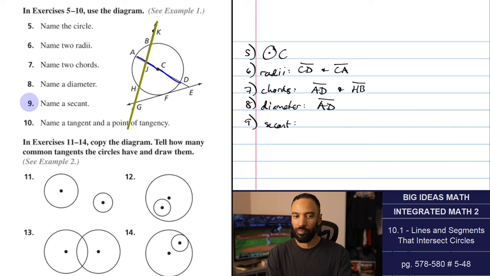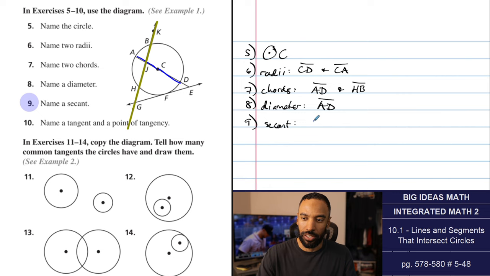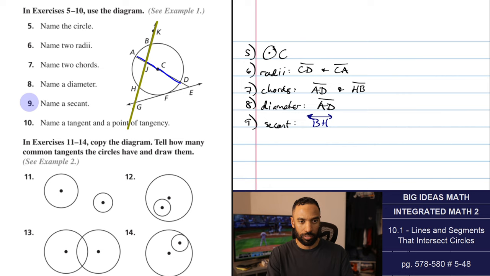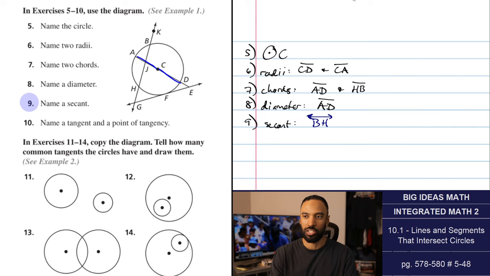If I called it line KB or KJ or KH or KG, I'm good. I could call it line BH, for example, but I do have to put the line and the arrows to indicate it's going all the way through there. All of those points are collinear, but BH is a totally fine thing to say there. Any of those are in reference to that same secant, and a secant touches two points in the circle.